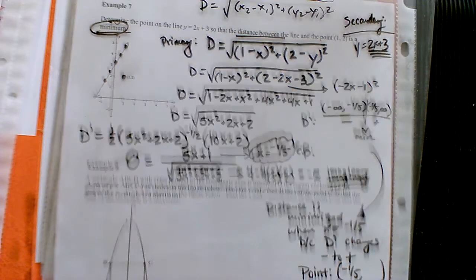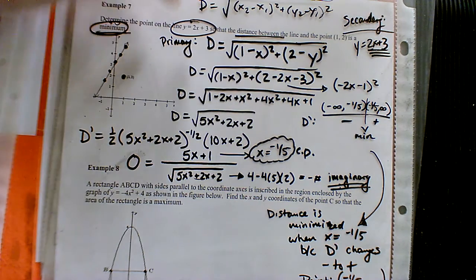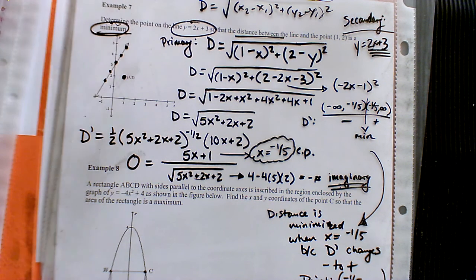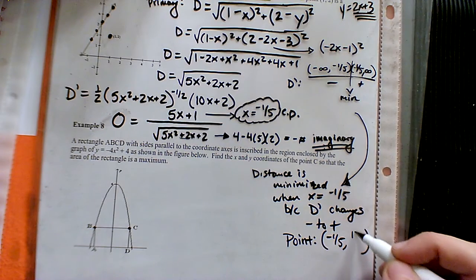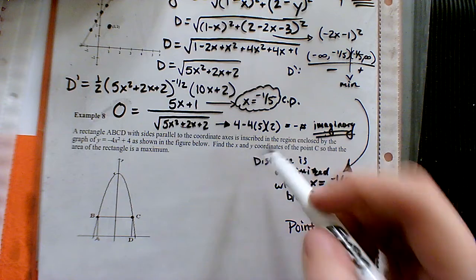We have a lot going on here. Y equals 2x plus 3. They want the point on the line. Okay, so negative 2/5 plus 3. Common denominator of 5, that would be 15. Be 13/5. All right, there's our point.